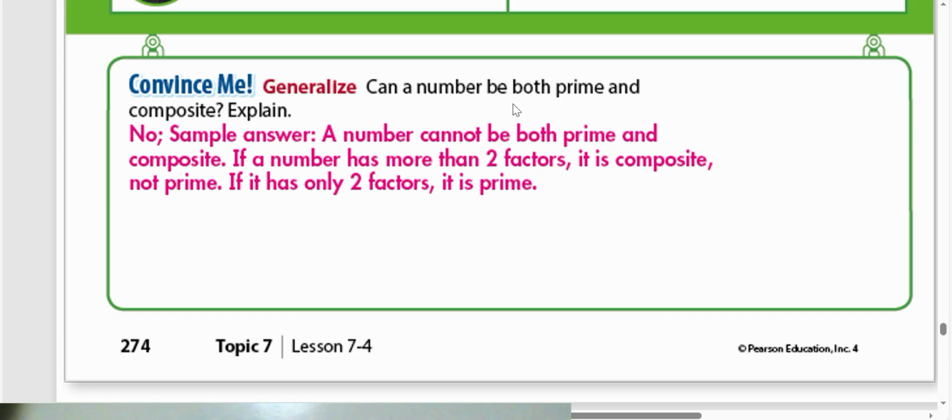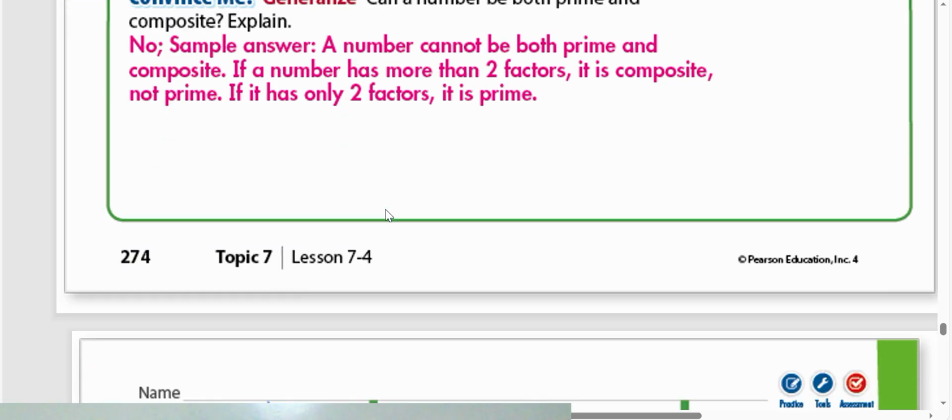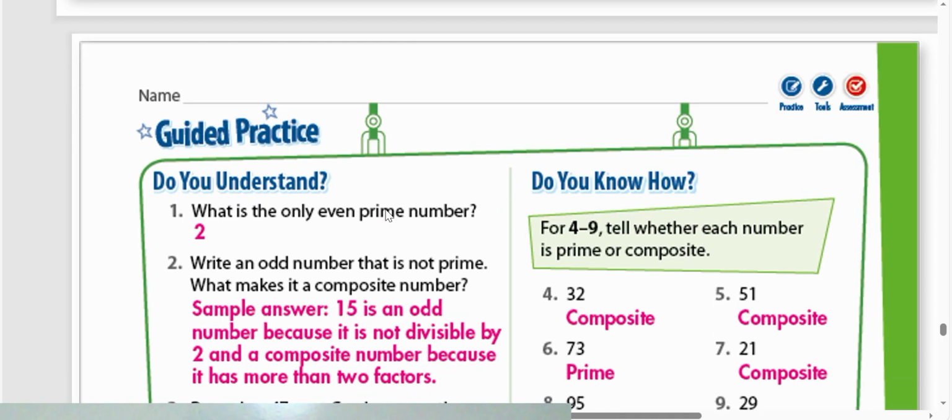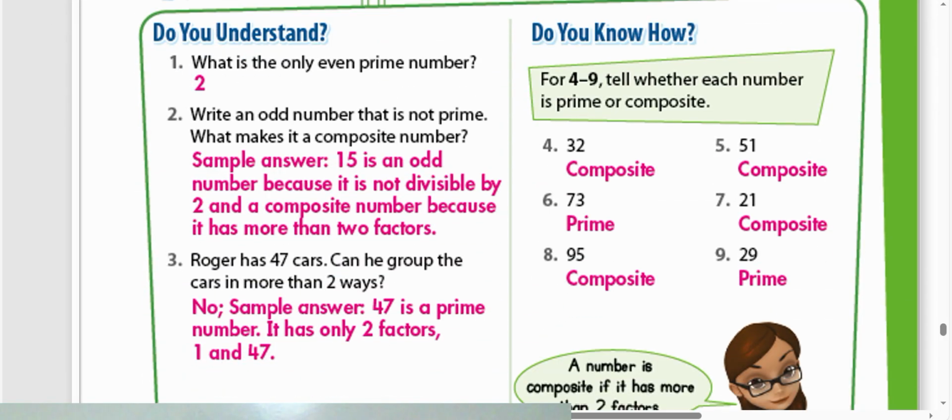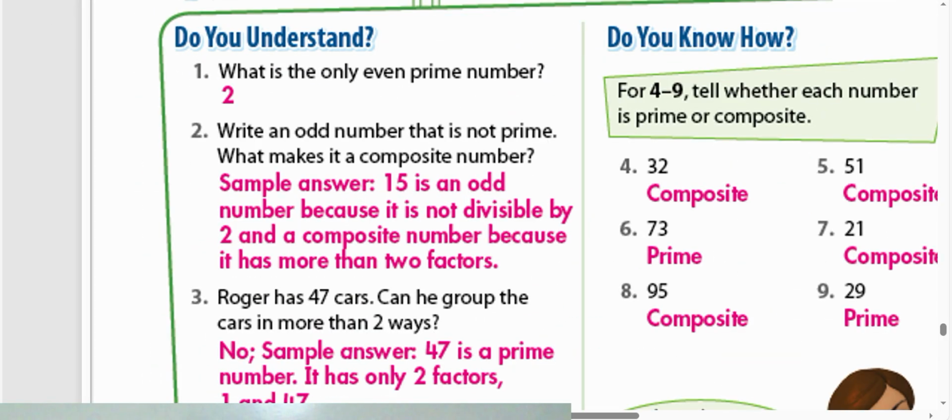Can a number be both prime and composite? No. The number will be composite or prime, not composite and prime at the same time. The simple answer: a number can't be both prime and composite. If a number has more than 2 factors, it is composite, not prime. If it has only 2 factors, it is prime. Look here. Do you understand?